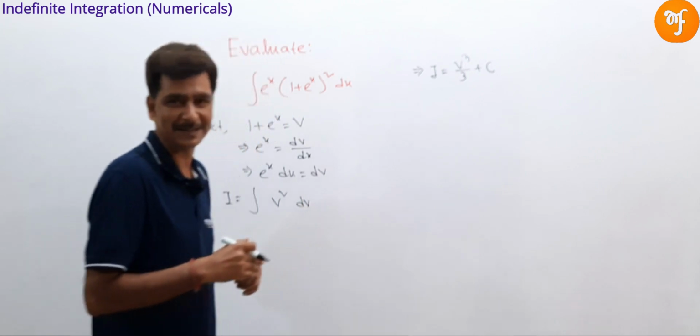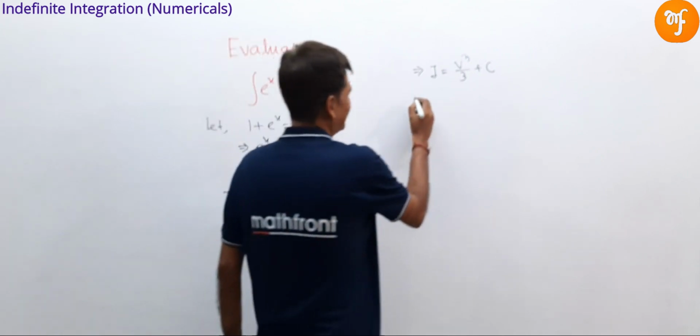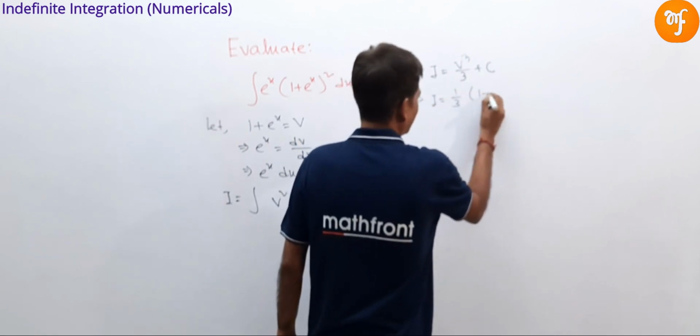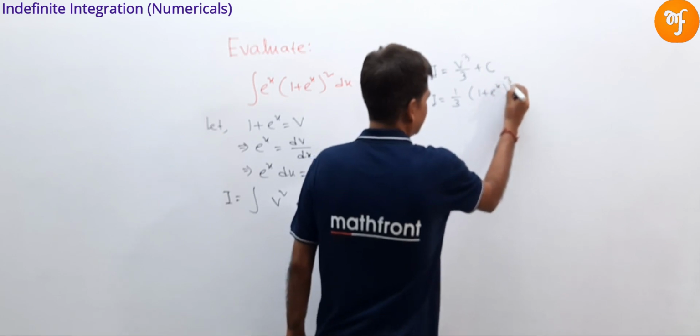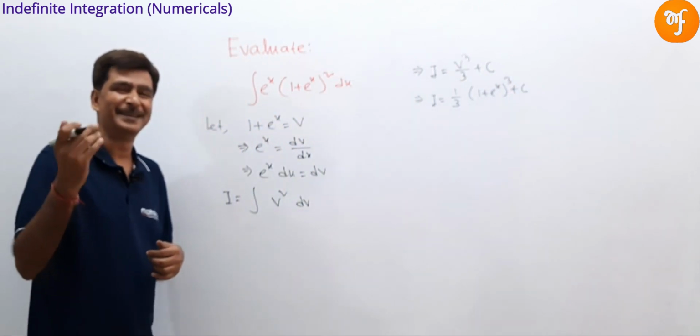Now to get the final answer, put the value of v as 1 plus e to the power x. So what is the final answer? I is equal to 1 upon 3 into (1 plus e to the power x) whole cube plus c. This is the answer. Clear? Now come to the next question.